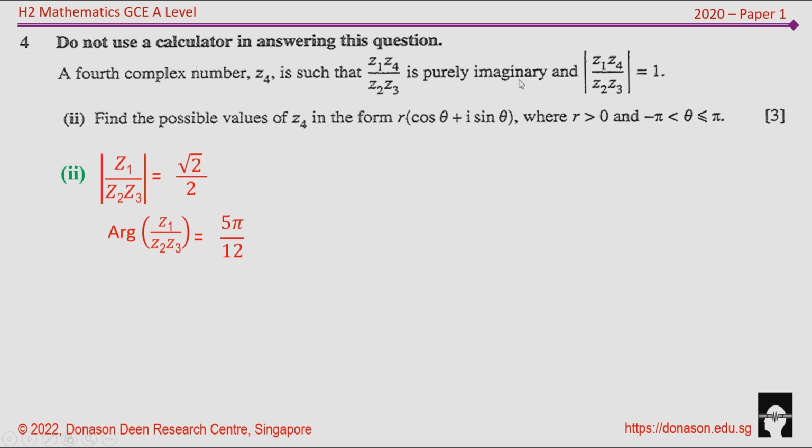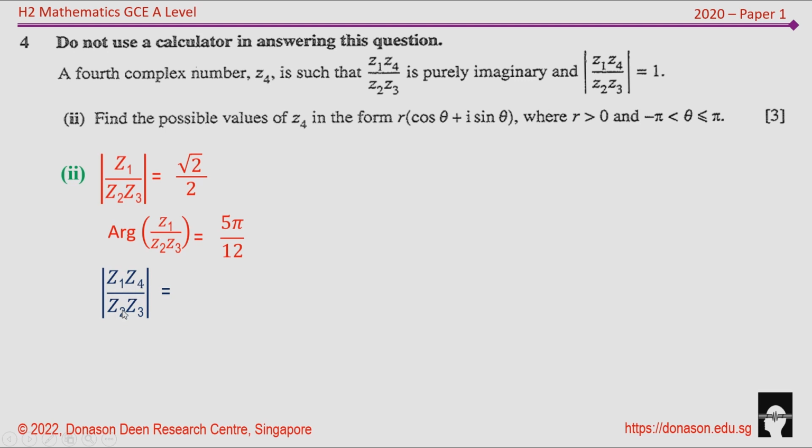Purely imaginary means there is no real part of it, and you are also given that the magnitude of this complex number is equal to 1, and we are supposed to find what are the possible values of z4 in this form, where r must of course be positive, and the value of the argument, which is theta, must be between minus pi to pi. So let's now work it out.